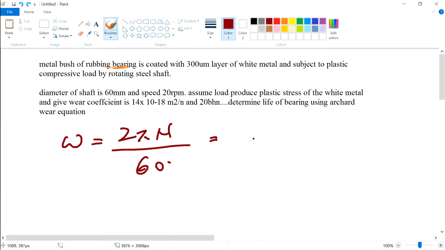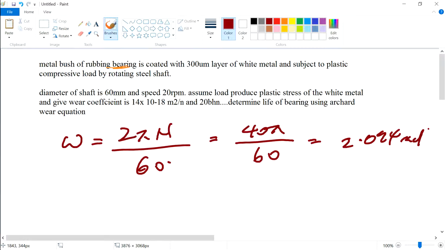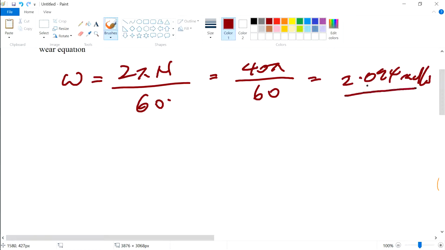So we have 40 pi over 60, because this is 20 now. 20 times 2 is 40, times pi, so what do we have? 2.094 radian per second. So omega is in terms of radian per second. You change from rpm to radian per second. So this is 2.094.